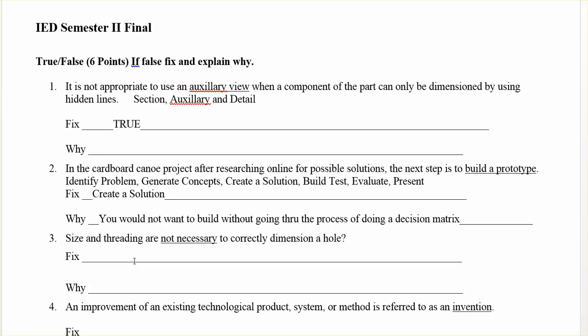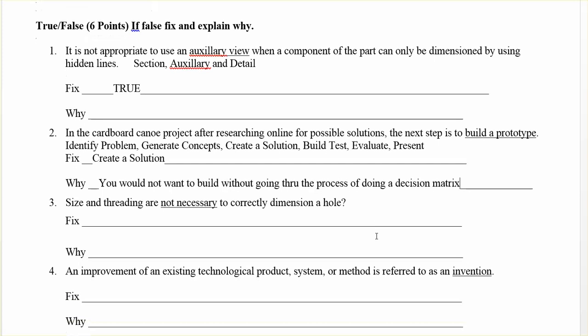Size and threading are not necessary to correctly dimension a hole. Well, if I was going to drill a hole, let's say I was going to drill a hole right here where my cursor is, right where it's dotting. A couple things we would need to know. First of all, I would need to know the size of that hole. How big am I going to make it? Then the next thing is, am I going to put any threads in it?